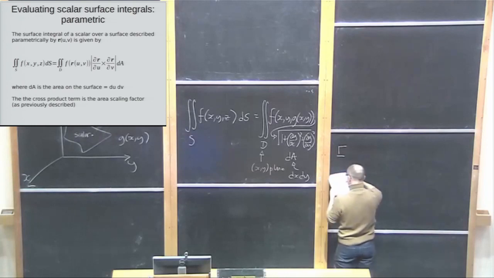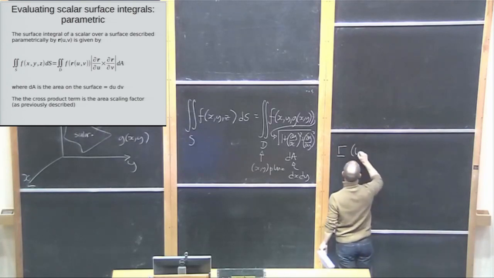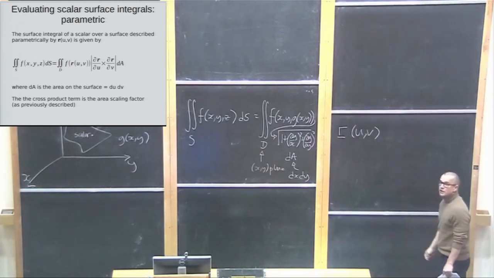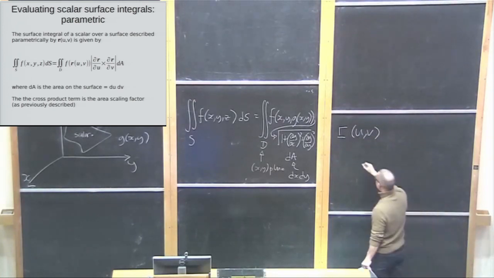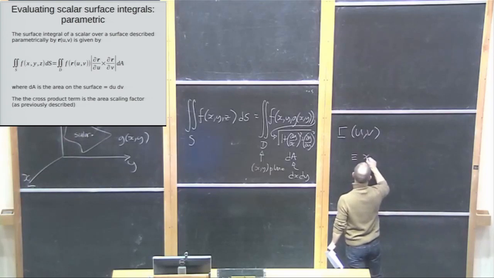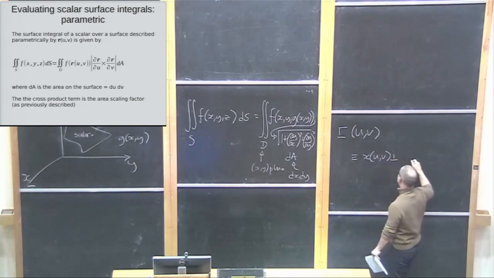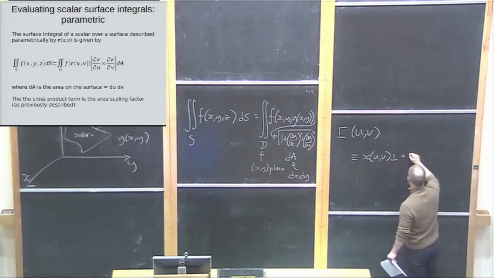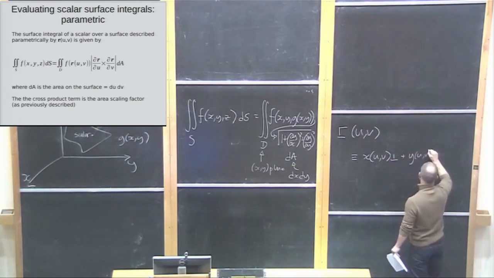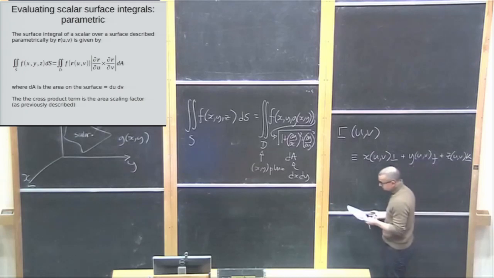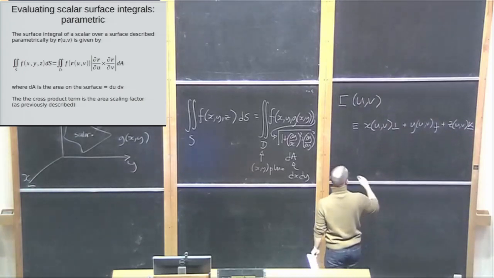In this case, you have some surface which is described by some parameters, r of u and v. And you'll remember that is equivalent to a position vector for the surface, which is equivalent to some x of u and v in the i direction, plus some y, which is a function of u and v in the j direction, plus some z, which is a function of u and v in the k direction. So that's our parameterized surface.